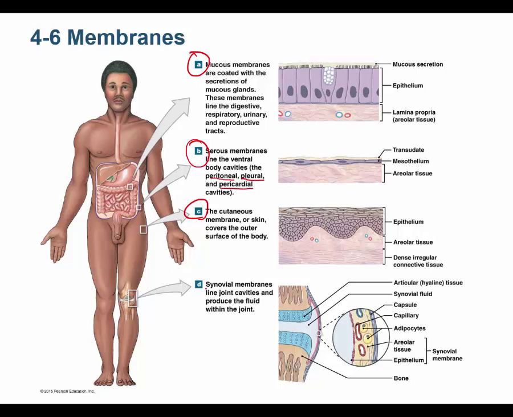And then we have synovial membranes. These secrete synovial fluid. And the synovial membranes, of course, line your synovial joints. They don't line your fibrous or cartilaginous joints, but they line your synovial joints and secrete a synovial fluid. So mucous membranes, serous membranes, cutaneous membrane, and synovial membrane. These are the four membranes. You can see with the mucous membrane, I secrete a mucus onto the apical surface.